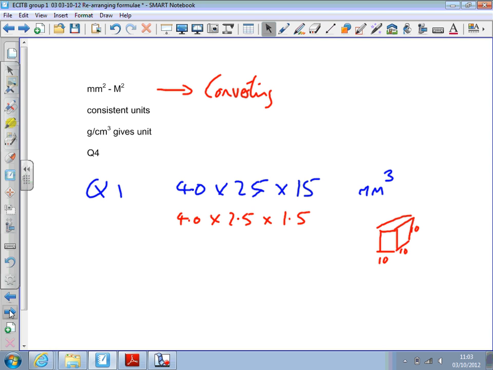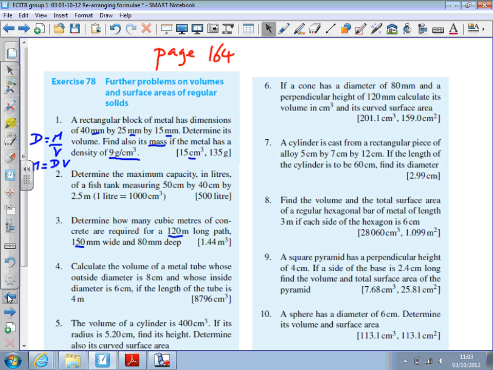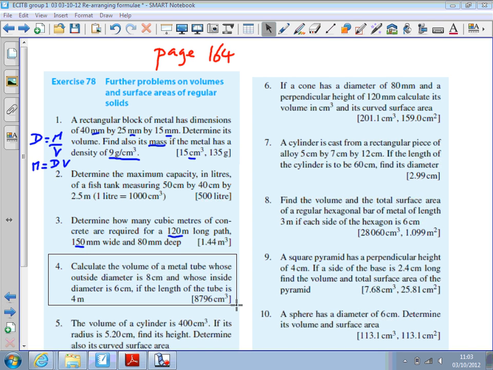Now, question 4 I want to look at. So I want to look in detail at question number 4, this one here. So get that one there in front of you.